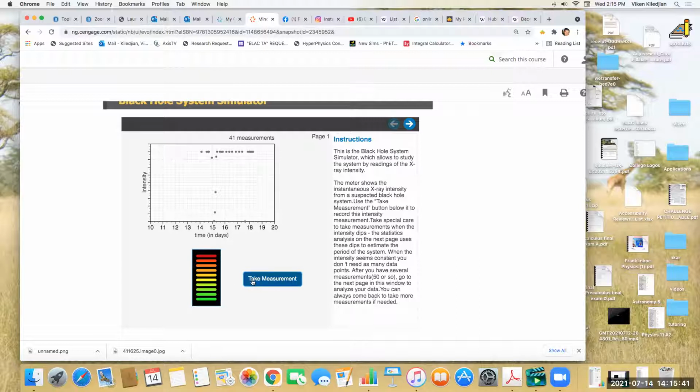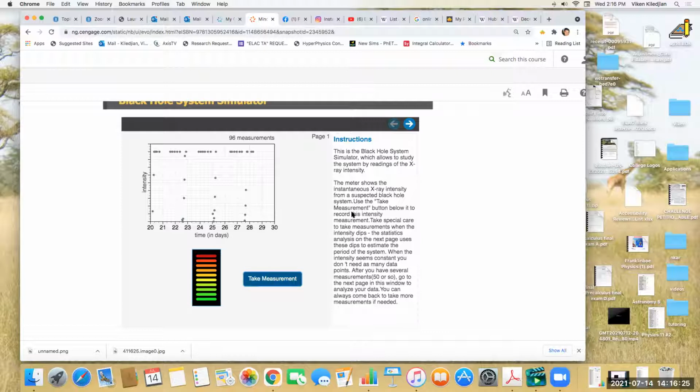Oh, this one is the intensity reading. You see, it's a full bar. Oh, you see the light changes when it goes down. I'm getting good at this, right? Oh, there you go. So when you see the light going down, then you take more data points. This is fun. It's like a video game.